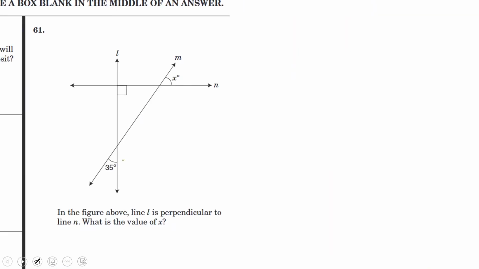Next. What's the value of x? Alright, so this is 35 degrees. Now, this angle therefore is 55 degrees because it's a right triangle.